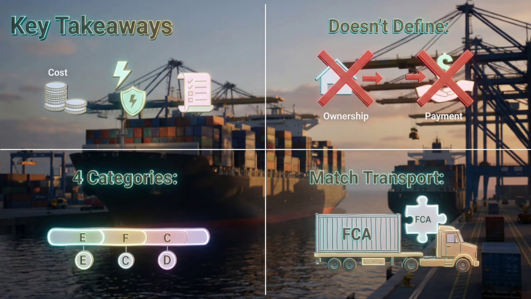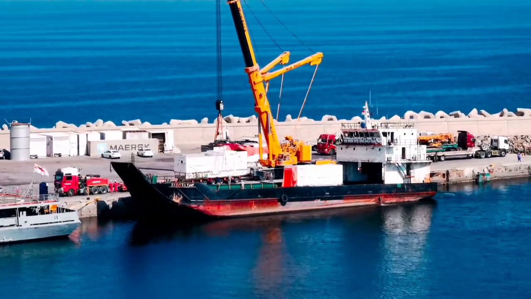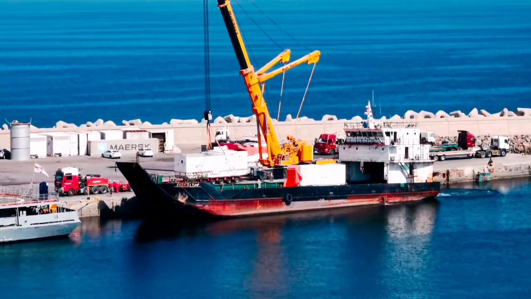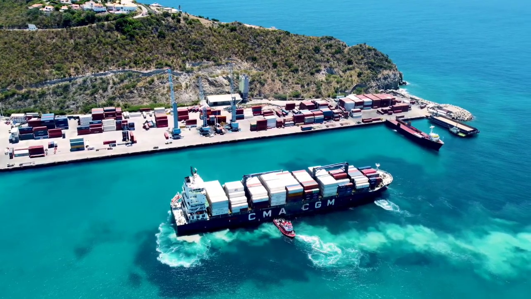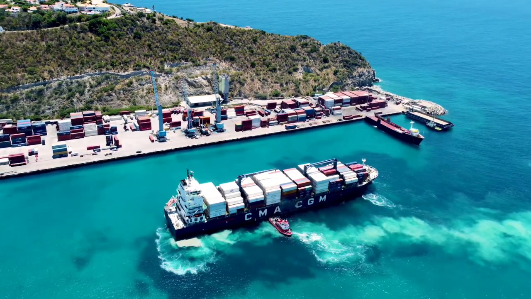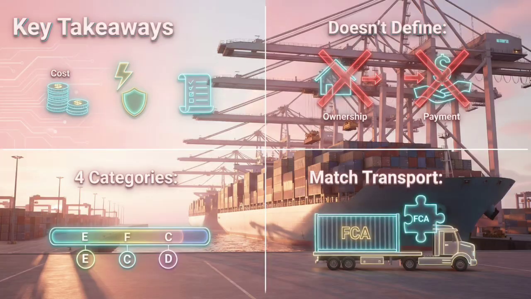We have definitely covered a lot of ground, so let's quickly recap the most important takeaways. First, Incoterms are the global rules for defining cost, risk, and obligations. Second, always remember what they don't do. They don't define ownership or payment terms. Third, the 11 rules are much easier to handle when you think of them in their four main groups, E, F, C, and D, which show how much the seller has to do. And finally, the most practical tip of all, always pick the rule that perfectly matches how you're actually shipping your goods. For almost all modern container shipping, that rule is going to be FCA.